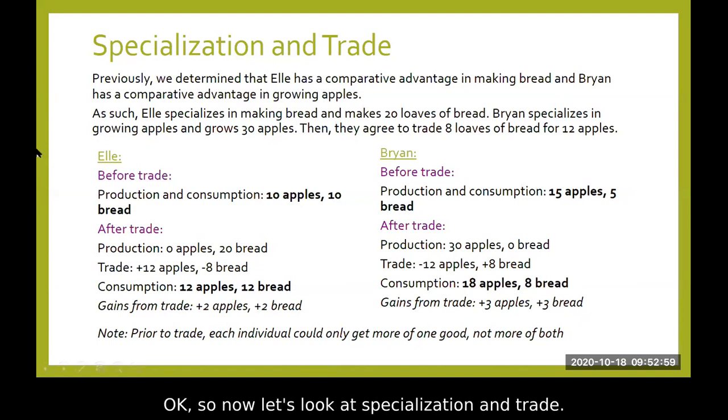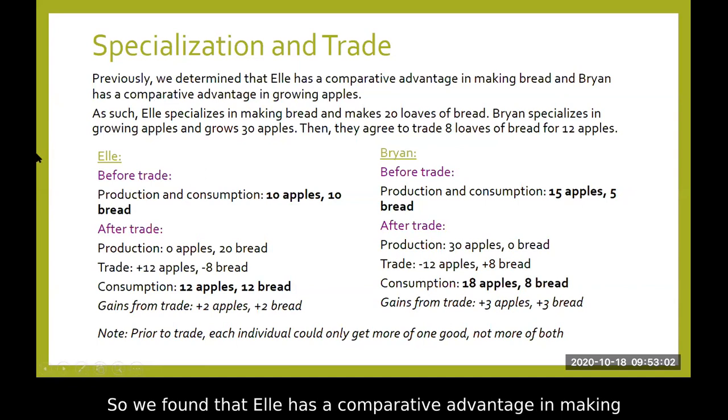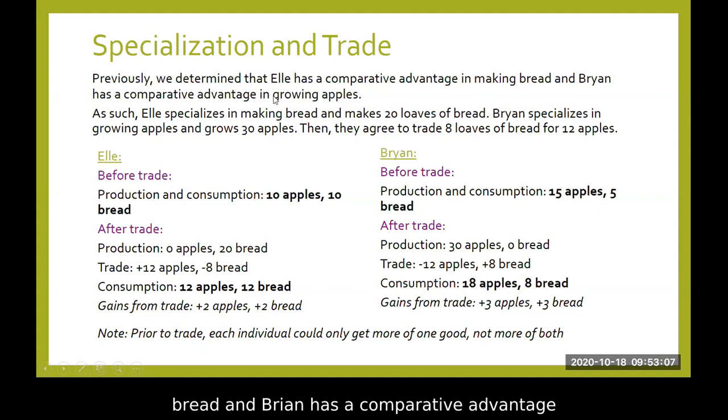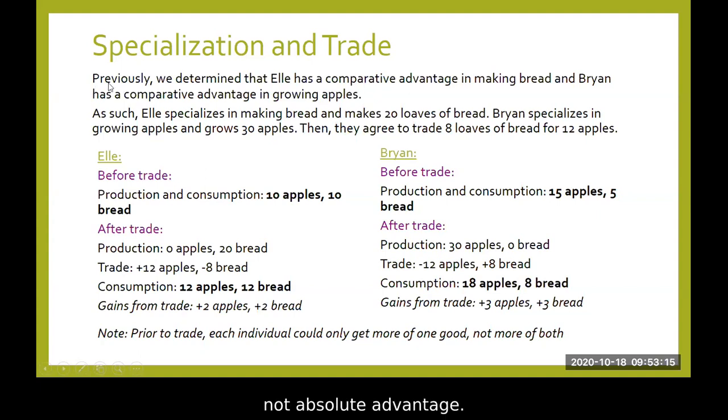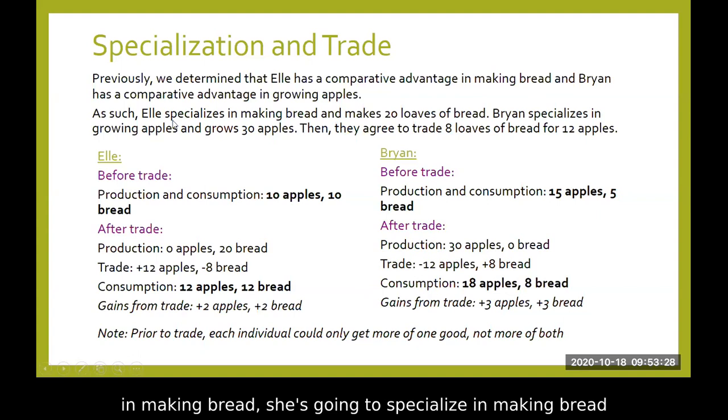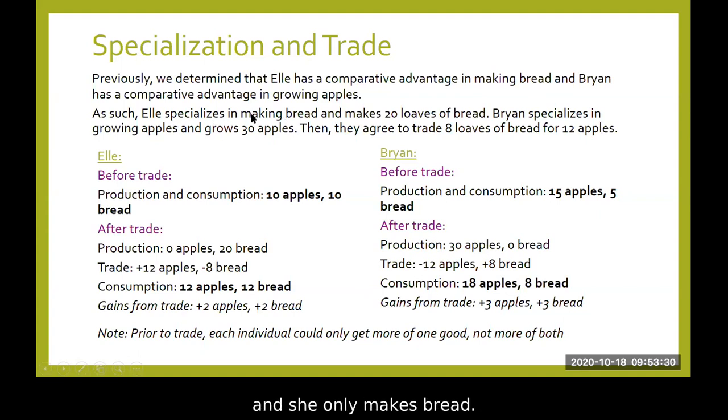Okay, so now let's look at specialization and trade. So we found that Elle has a comparative advantage in making bread, and Brian has a comparative advantage in growing apples. So specialization is going to be based on comparative advantage, not absolute advantage, because again, with comparative advantage, this is split between two producers. So it allows us to see who should specialize in what. So because Elle has a comparative advantage in making bread, she's going to specialize in making bread, and she only makes bread. So in the 8 hours she spends making bread, she can make 20 loaves of bread.